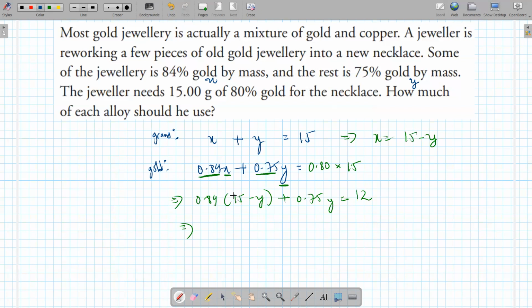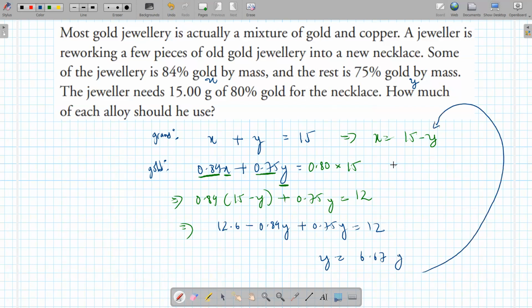Just open this bracket. So you get 0.84 times 15, which is 12.6, minus 0.84Y, plus 0.75Y is equal to 12. So it's going to be 12 minus 12.6 divided by negative 0.84 plus 0.75. So Y is 6.67 grams. Plug it back in here to find your X, which is 8.33 grams. And that's the final answer for this question. Cool?